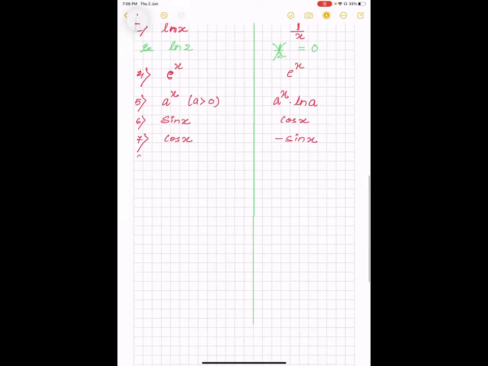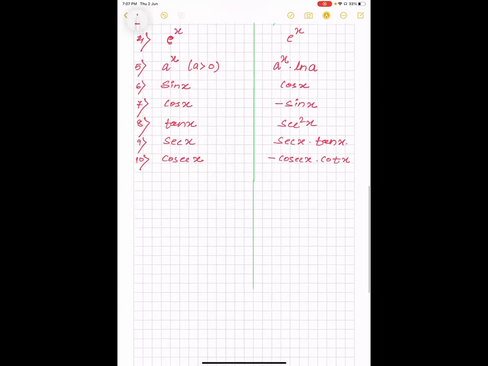Then you can have the formula for the derivative of tan x, which is sec square x. Likewise, we can have the formula for the derivative of sec x, which is sec x tan x. And we can have the formula for cosec x as well, which is negative cosec x into cot x. Now there are some different formulas as well for inverse functions.